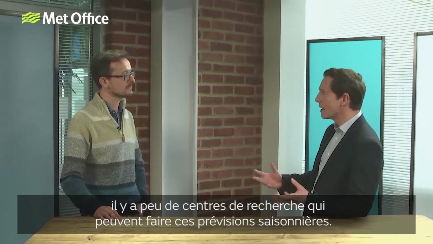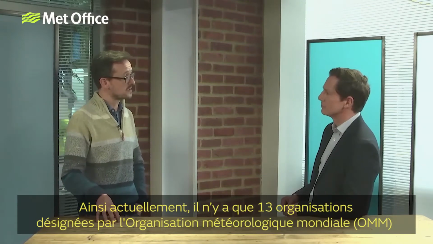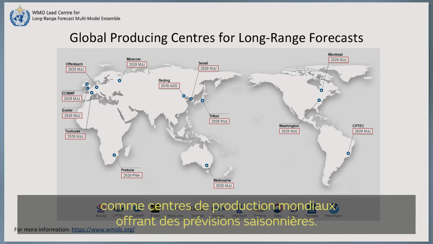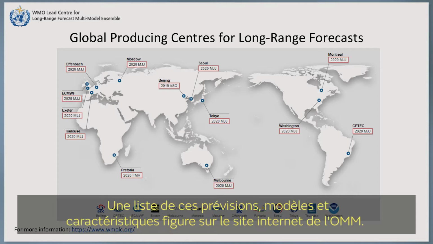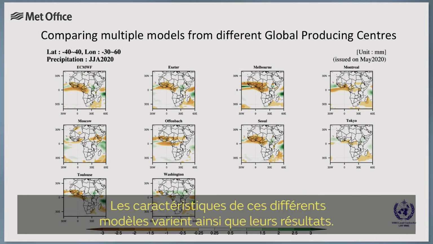Just talk us through who makes seasonal forecasts using these dynamical models. At the time of recording this video, there are 13 centres across the world designated by the World Meteorological Organization, or WMO, as global producing centres of seasonal forecasts. A list of these forecast models and their characteristics are listed on the WMO Lead Centre website. The characteristics of these models from the 13 centres varies, and therefore so does the forecast output.